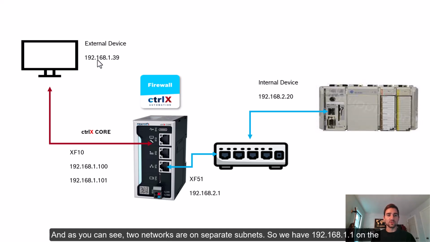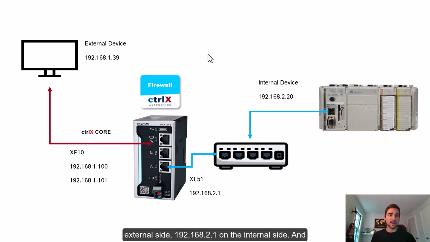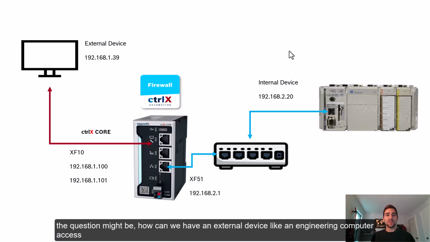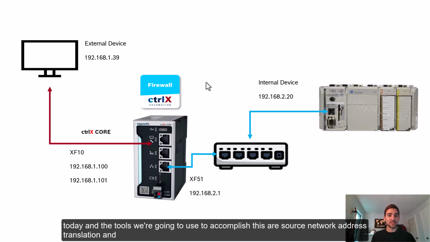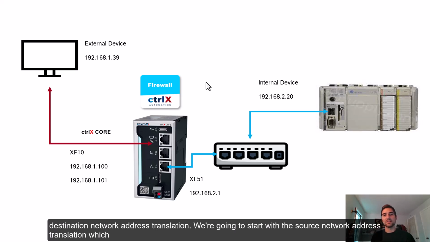So we have 192.168.1.1 on the external side, 192.168.2.1 on the internal side. And the question might be, how can we have an external device, like an engineering computer, access a web server on an internal device, like another controller? So we're going to look at that as our example today, and the tools we're going to use to accomplish this are source network address translation and destination network address translation.